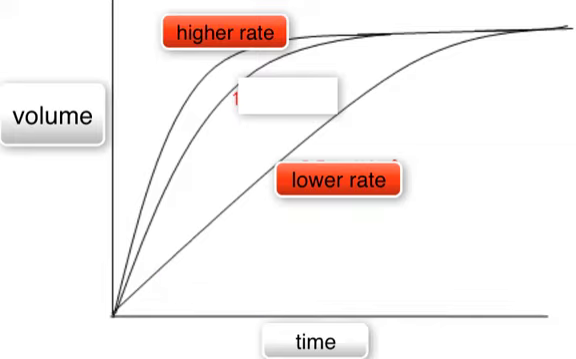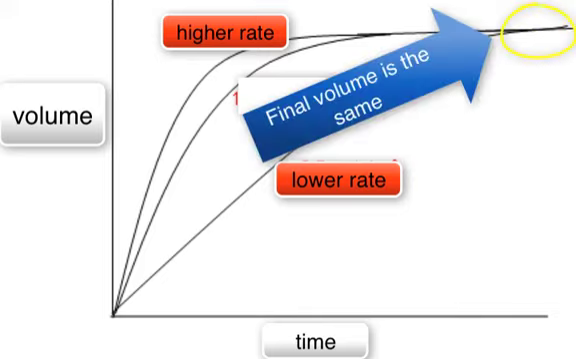And the final point to notice is just that if it's only the concentration or only the temperature that's changing and everything else is the same, so the amount of reactants is the same and so on, then the volume of gas that is given off at the end is the same. It's just how quickly you get there.